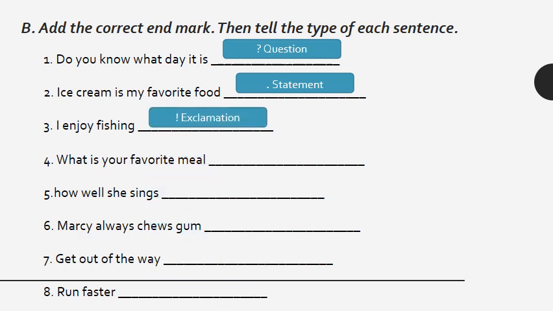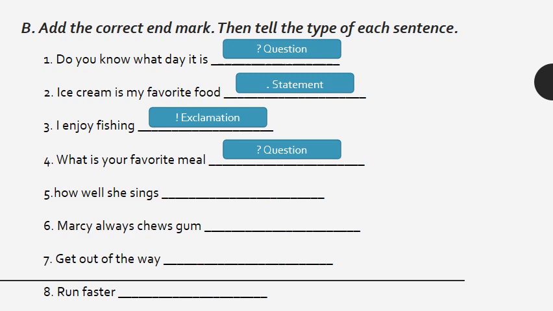Okay. Number four. What is your favorite meal? I'm asking someone what his favorite meal is, and notice that I have a question word. What is your? Is before the subject. Again, I repeat, I have the verb before the subject. I have "is" before "your," so it is a question, and it ends with a question mark.